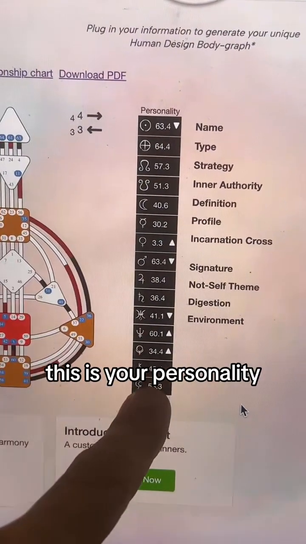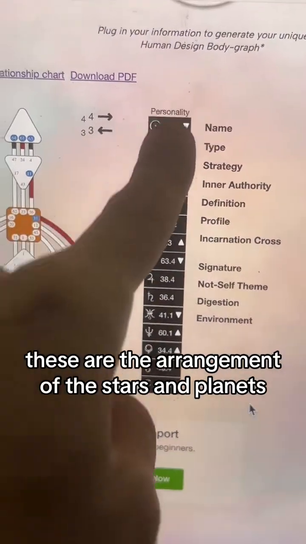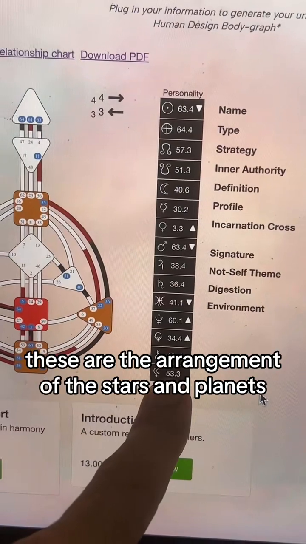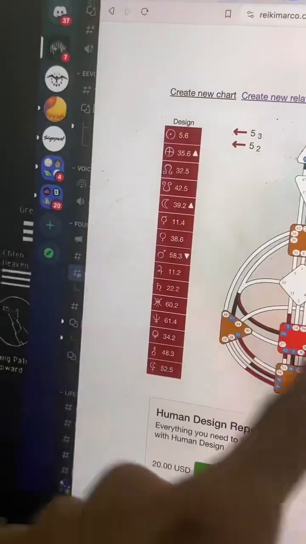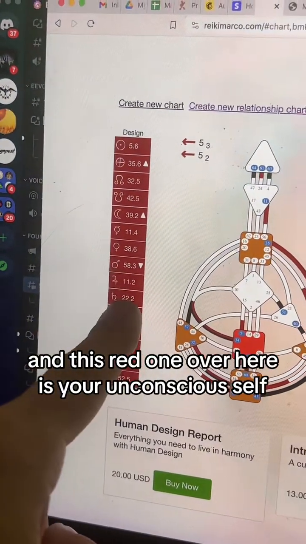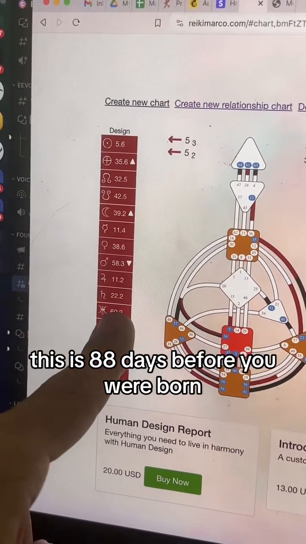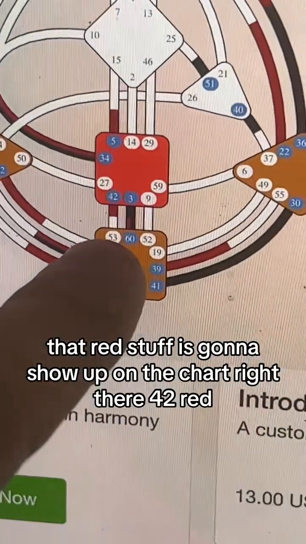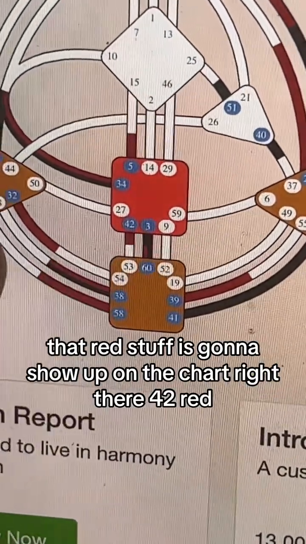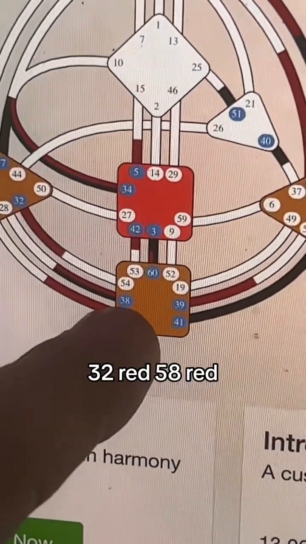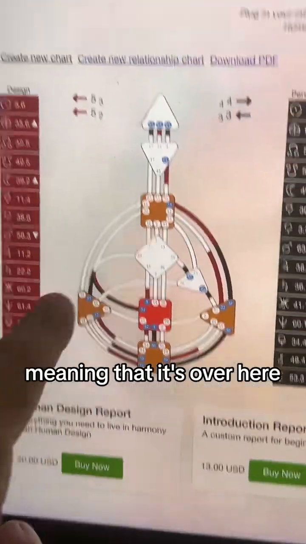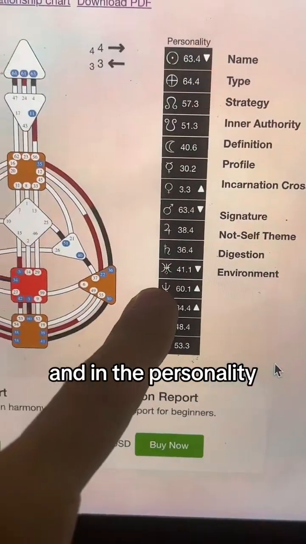This is your personality. This is your conscious placement. These are the arrangement of the stars and planets when you're born. And this red one over here is your unconscious self. This is your design. It's your body. This is 88 days before you were born. That red stuff is going to show up on the chart right there. 42 red, 32 red, 58 red. 38 is red and black, meaning that it's over here in the design and in the personality.